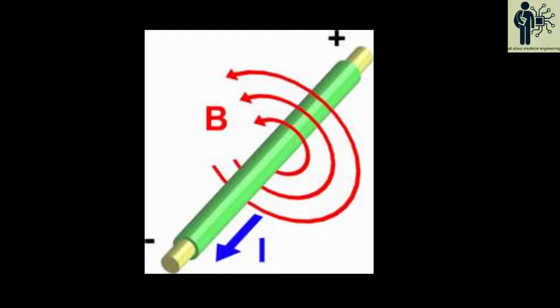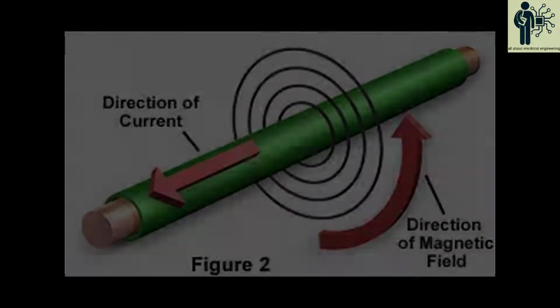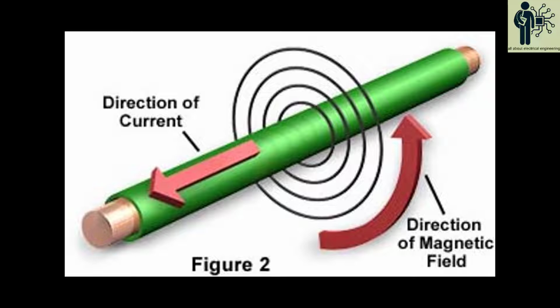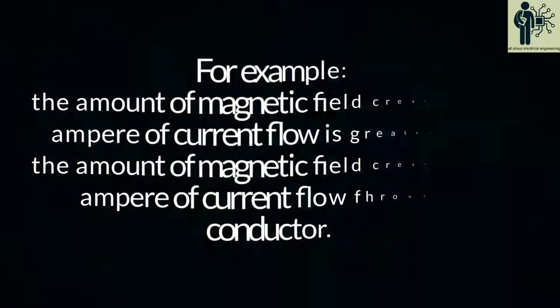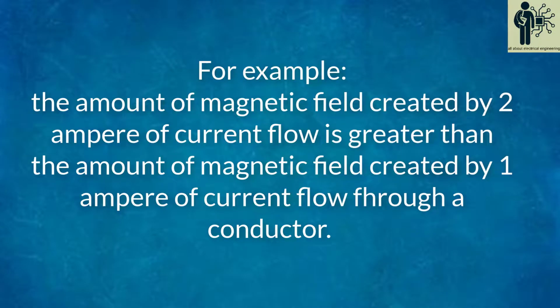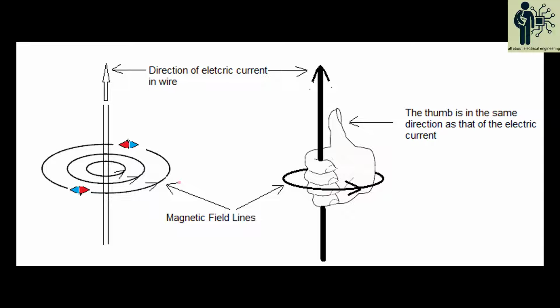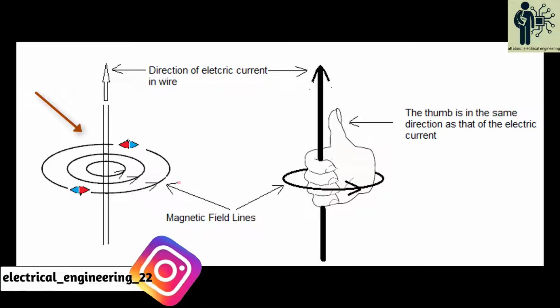Basically, if current is flowing through a conductor, then a magnetic field is produced around it. The strength of this field depends upon the value of current passing through the conductor. For example, the magnetic field created by 2 ampere of current is greater than the magnetic field created by 1 ampere of current flowing through a conductor. The direction of the magnetic field is found using Fleming's right-hand thumb rule. The flux pattern for this magnetic field would be a number of circles perpendicular to the direction of current.